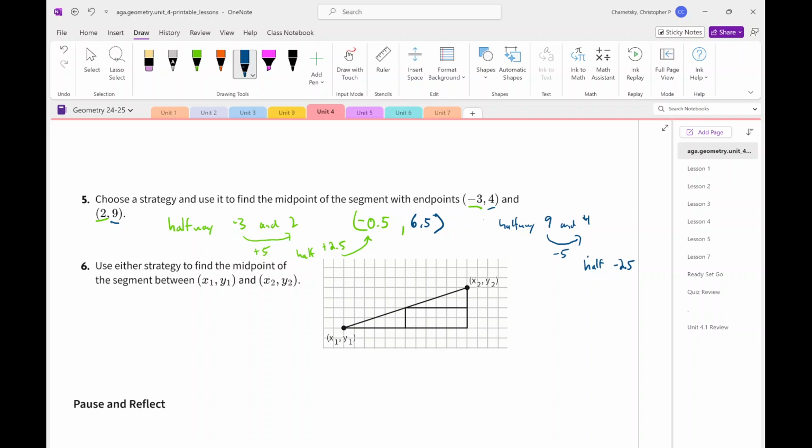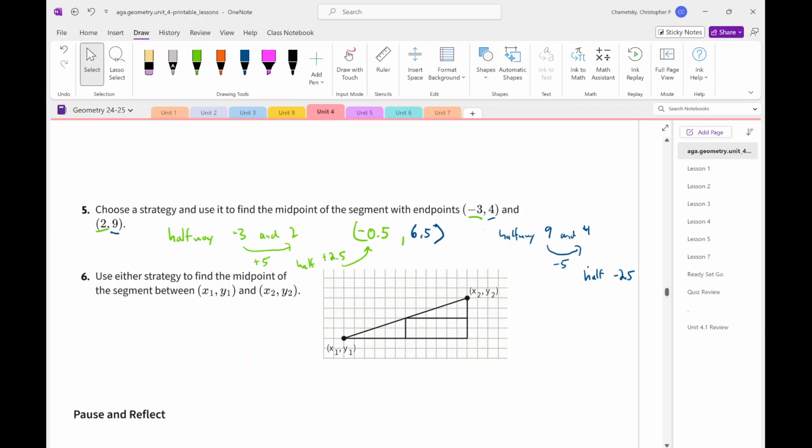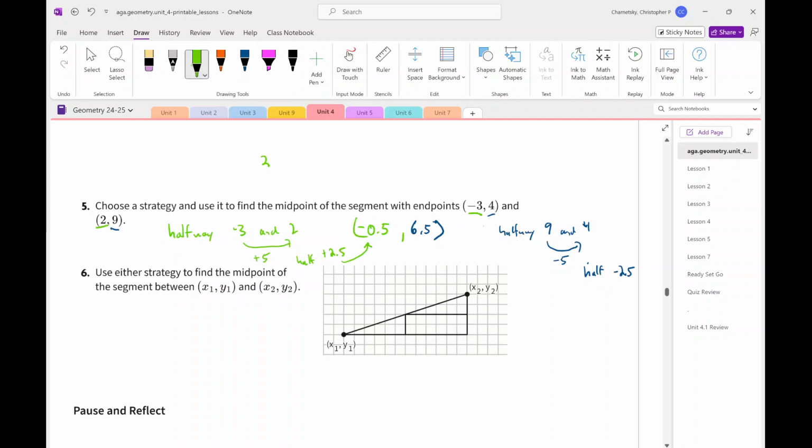Another way you can tackle this, if we're trying to find the halfway point, is we could do the average. So we could add our two coordinates together and divide by 2. I could take 2 plus -3 and divide that by 2. 2 plus -3 is -1. Divide that by 2 and we get -0.5. So that is our x-coordinate.